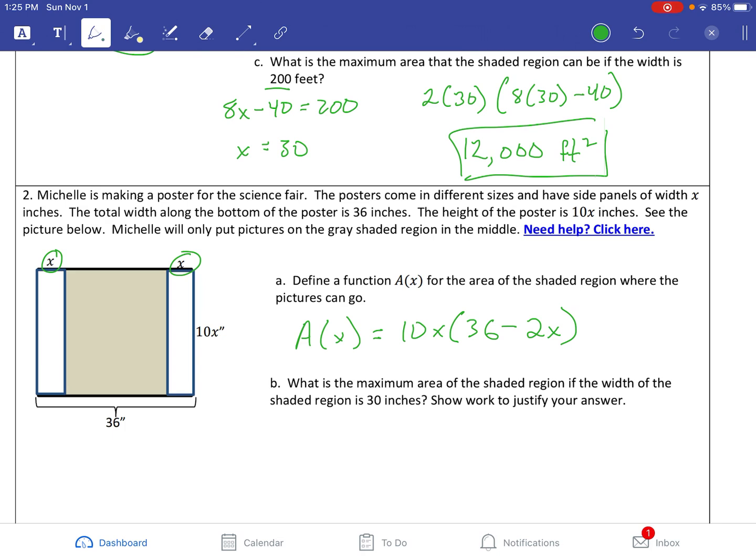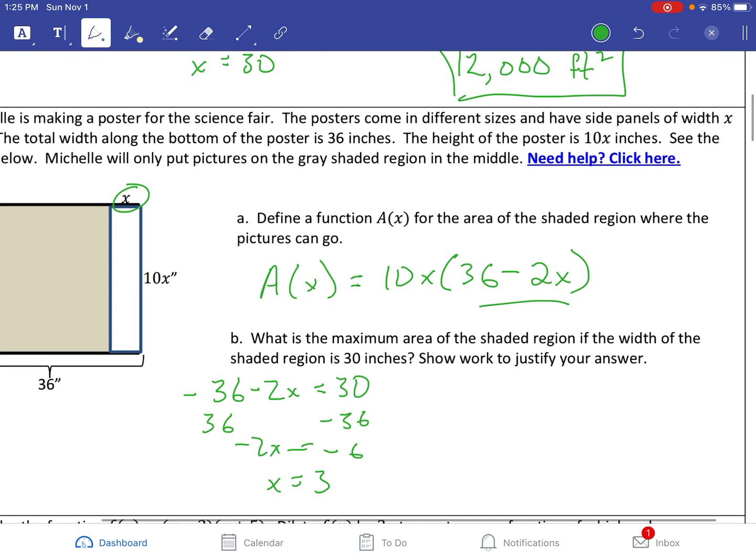Okay, it says what is the maximum area of the shaded region if the width of the shaded region is 30 inches? So again, we take the width, which is the 36 minus 2x, and set it equal to 30. So I'm going to subtract 36. Give us negative 6 equals negative 2x, so x will equal 3.